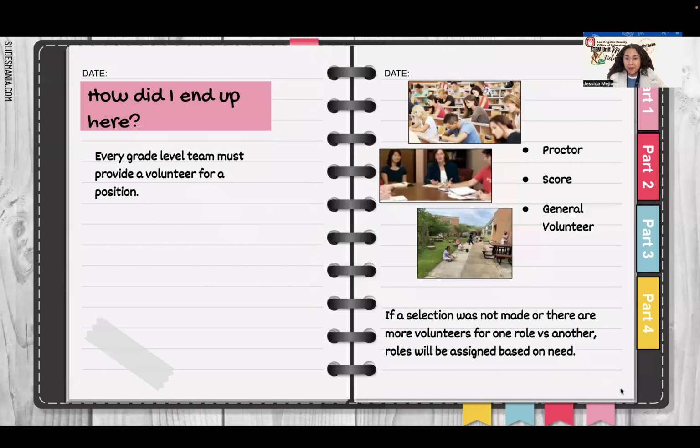So how did I end up here? If you are watching this video, that means that you are a scorer for our event. And usually every grade level team provides a volunteer for a position, either a proctor, a scorer, or a general volunteer. Proctors and scorers have to have a credential, either multi-subject or a single subject. And then you have your general volunteers that don't have to be credentialed.